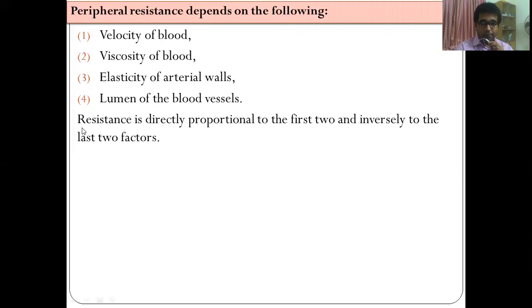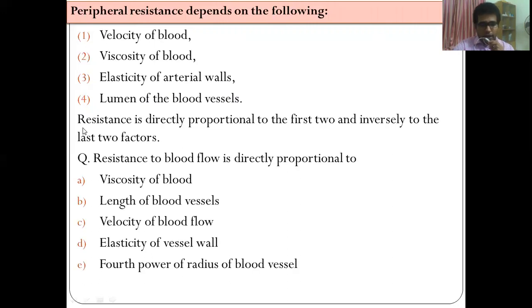Is it clear? Okay, now this is for your self-assessment. There is a question. We'll put your answer as true or false. The resistance to blood flow is directly proportional to option A, viscosity of the blood, option B, length of the blood vessel, option C, velocity of the blood flow, option D, elasticity of vessel wall, and option E, fourth power of radius of the blood vessel.